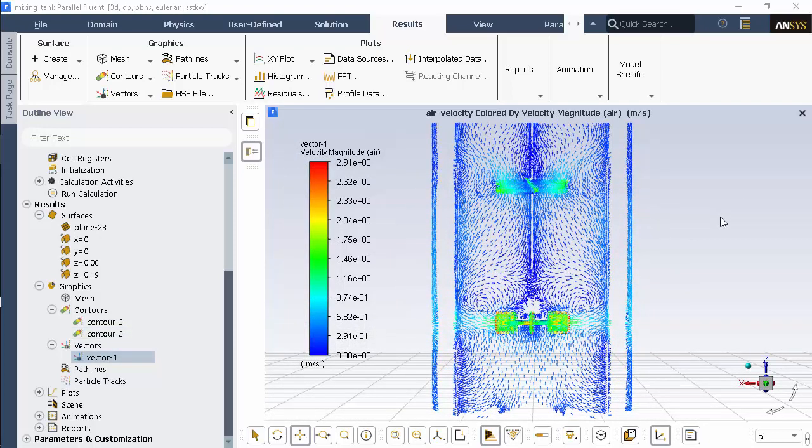Here I've plotted a velocity vector map showing the movement of the water phase throughout the reactor. I can clearly see how the water circulates throughout the tank. Notice that the water forms a closed loop since it cannot escape the tank.